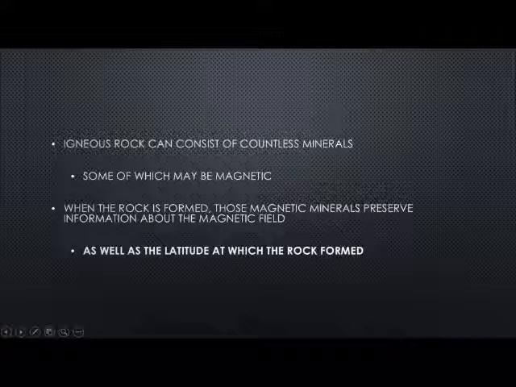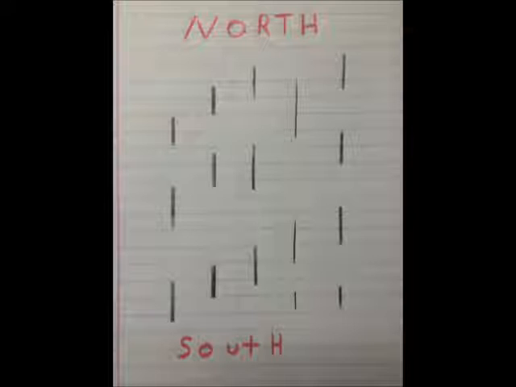Igneous rock can consist of countless minerals, some of which may be magnetic, such as magnetite or iron-nickel. When these minerals cool and the igneous rock is formed, those magnetic minerals record information about the magnetic field at the time, as well as the latitude at which the rock is formed. We know that magnetic minerals will align themselves with the magnetic field at the time of cooling, as shown here by the black lines being aligned in a perfect north-south orientation.